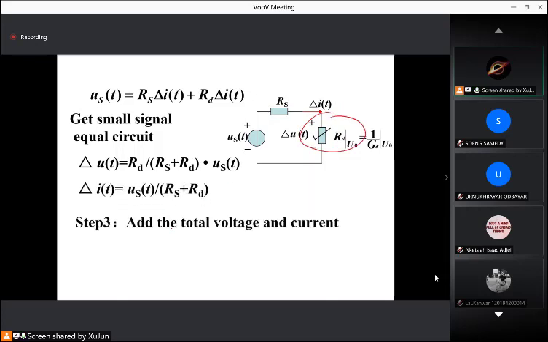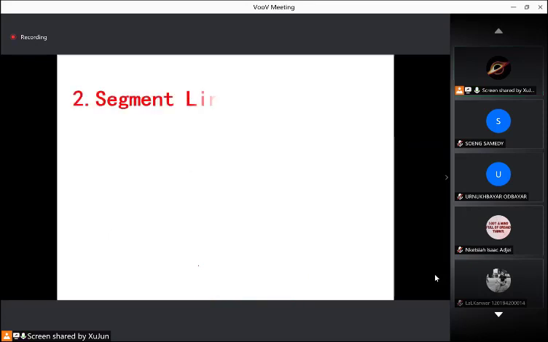So step 3, add the total voltage and current. This is the DC result. This is the AC result. This is the total result. We have introduced the small signal method.